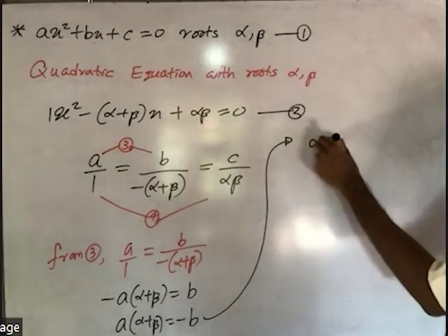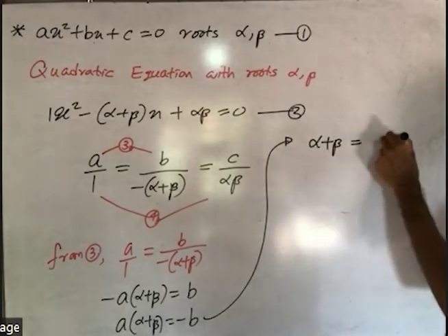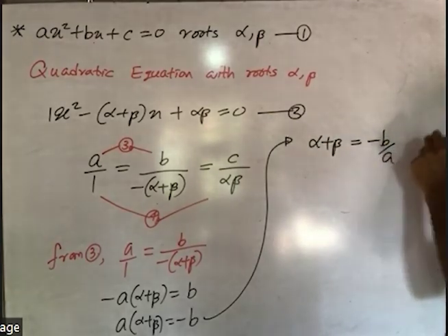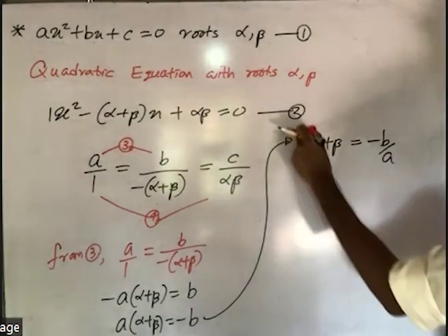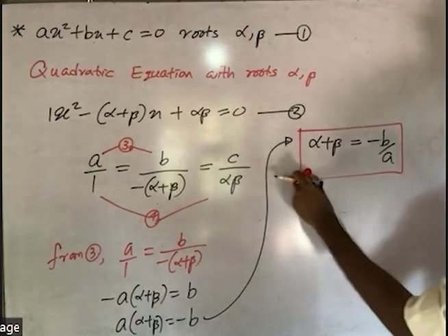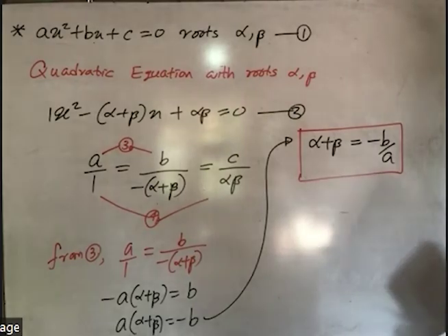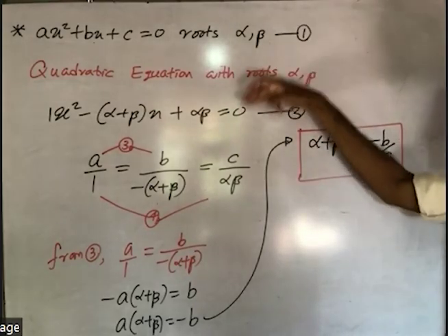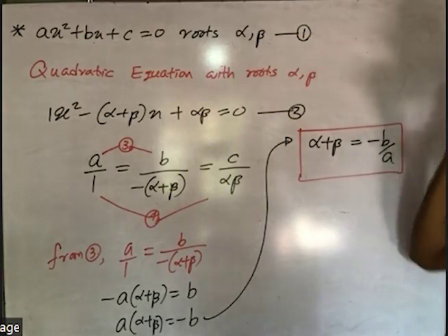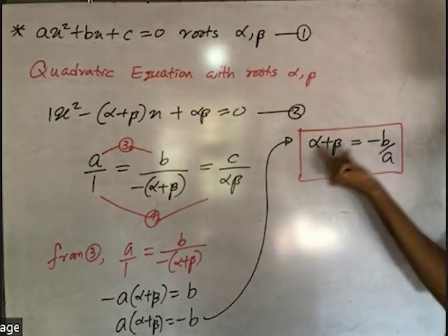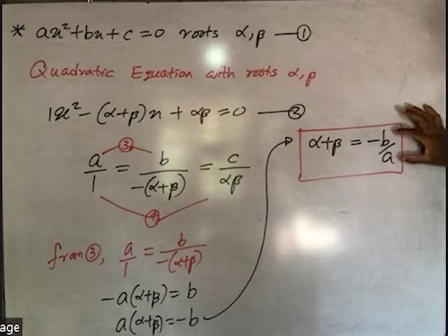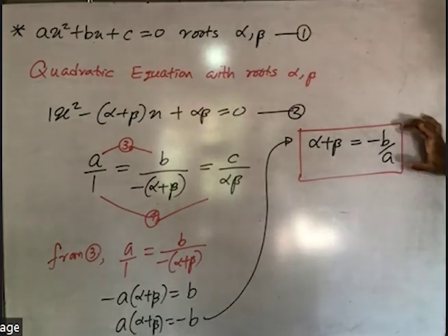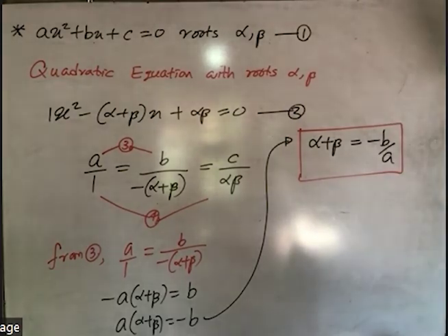Therefore, alpha plus beta will be equal to minus b over a. Now this is a standard result. Alpha plus beta means the sum of two roots. The roots of these equations are alpha, beta. So alpha plus beta is the sum of two roots, so we can directly find the sum using this formula.